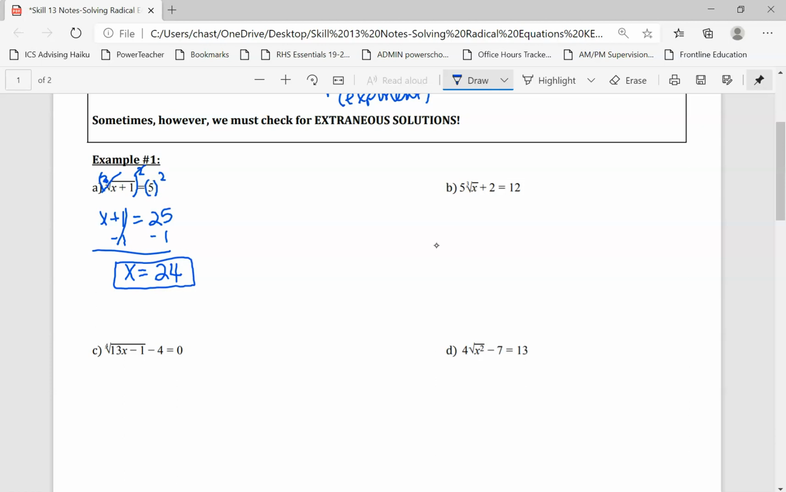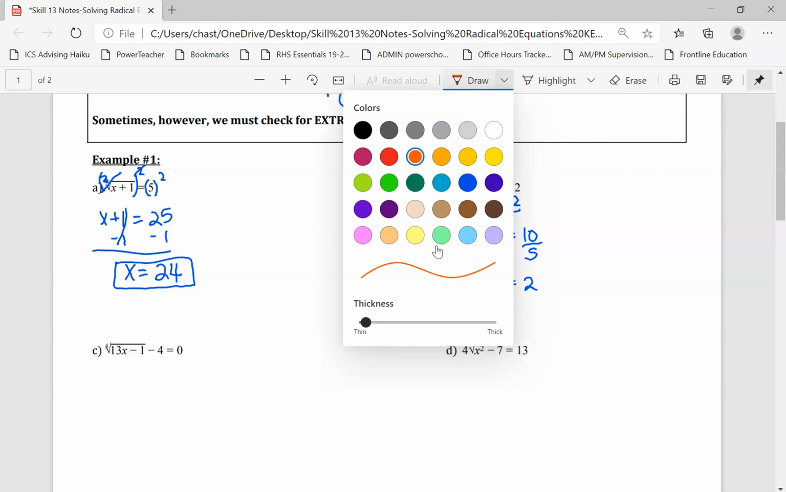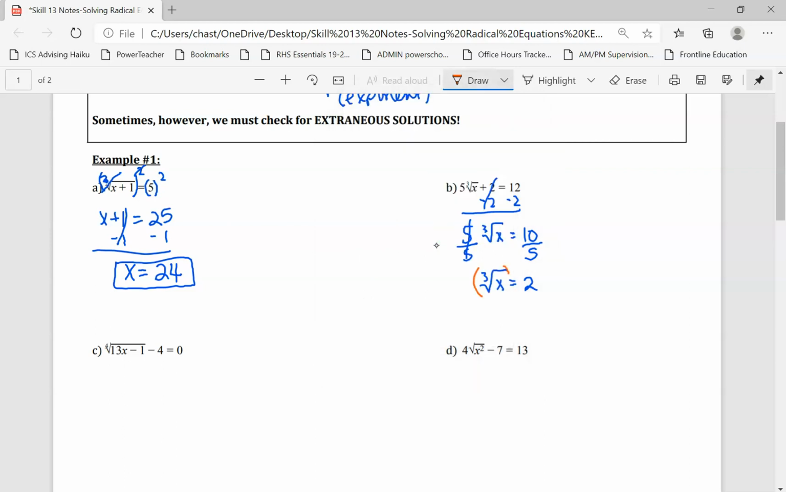Second one, we have to isolate the radical, so I'm going to subtract 2 from both sides. Then divide by 5. We get the cube root of x equals 2. This time we had a cube root, so what we are going to do is cube both sides, so raise to the third power. So we get x equals 8.